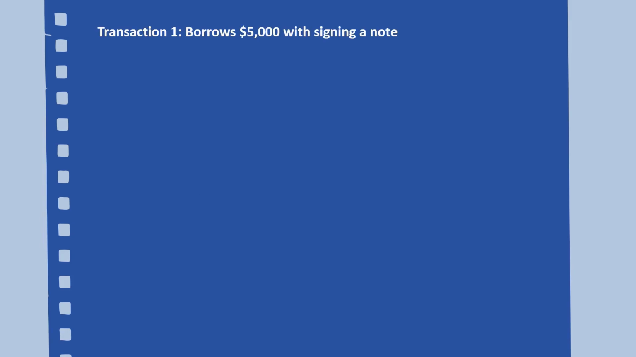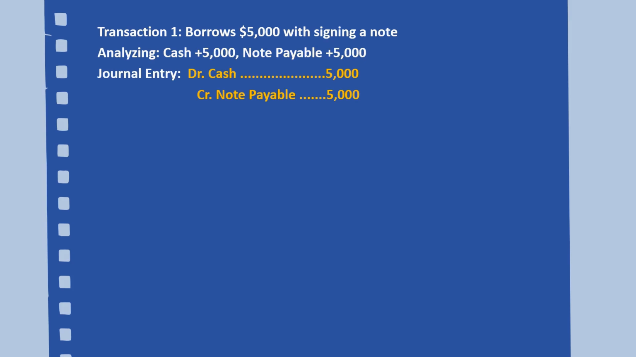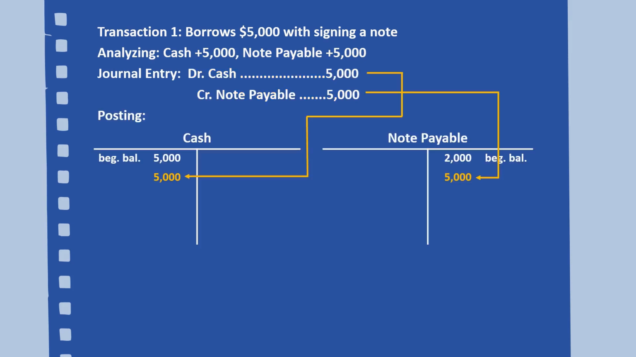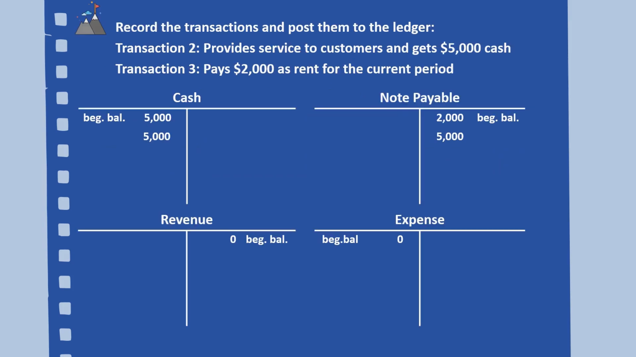During the period, the company borrows $5,000 from the bank, signing a note. This increases cash and notes payable by $5,000 each. So we debit cash and credit notes payable. Now, we can post this journal entry to the cash account and note payable account. Your challenge? Record these transactions in journal entries and post them to the ledger. Pause the video and give it a shot.